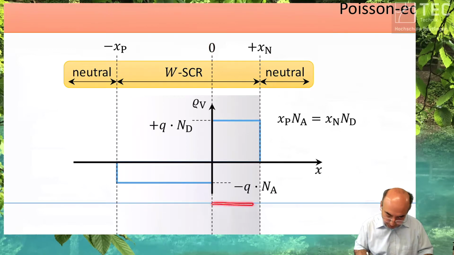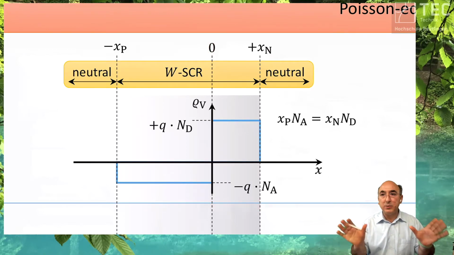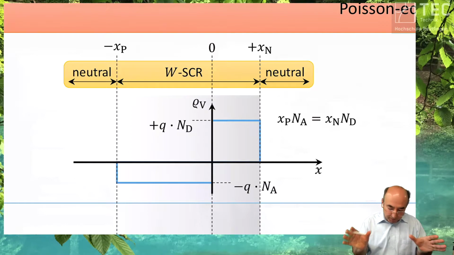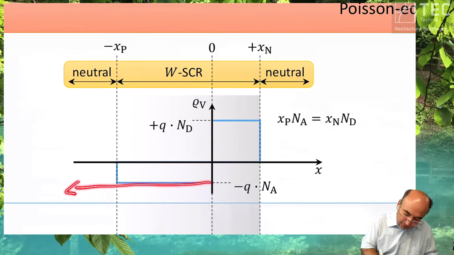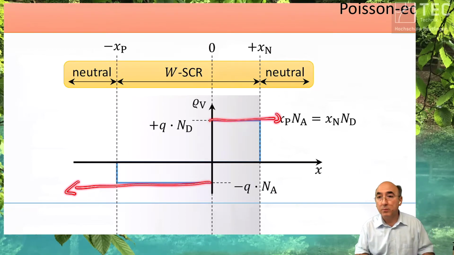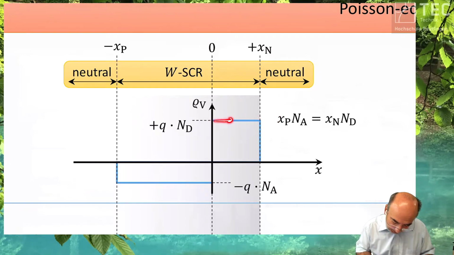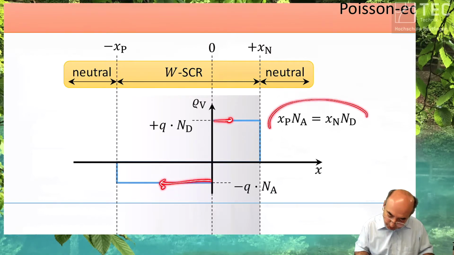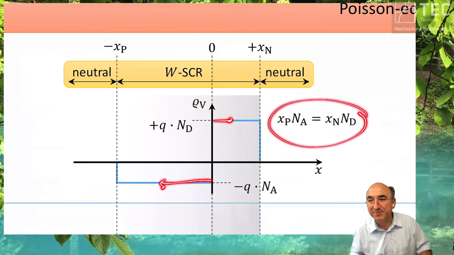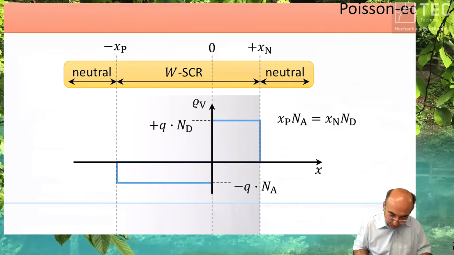as for the n-type. So this is the situation we have, but we don't know whether this boundary is this and that long or this and that long. We don't know that at the moment. We just don't know this equation. Okay, let's go.